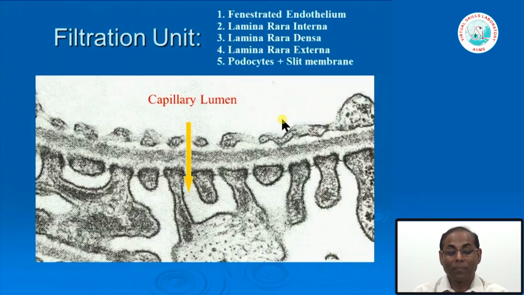Now, this is the larger, high power view of the electron microscopy. Already I have explained to you, and here you can really see the endothelial cells. These are the big fenestrations, 70 to 100 nanometer, and this is the rarefied area of the lamina rara interna. This is the dense area which we call the lamina densa, and this is the lamina rara externa. These are the podocyte foot processes. In between the foot processes, these gaps are the slit pores, and this is the cell body of the podocyte. From the capillary lumen, the filtration takes place, and from here the fluid goes to the subpodocytic space.